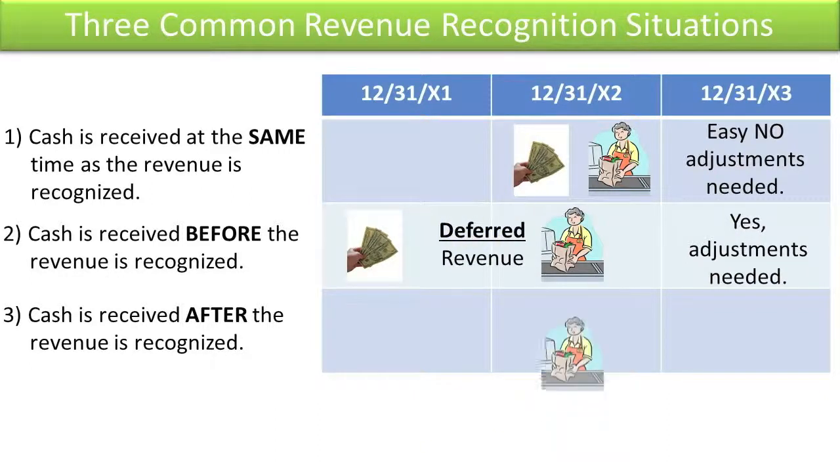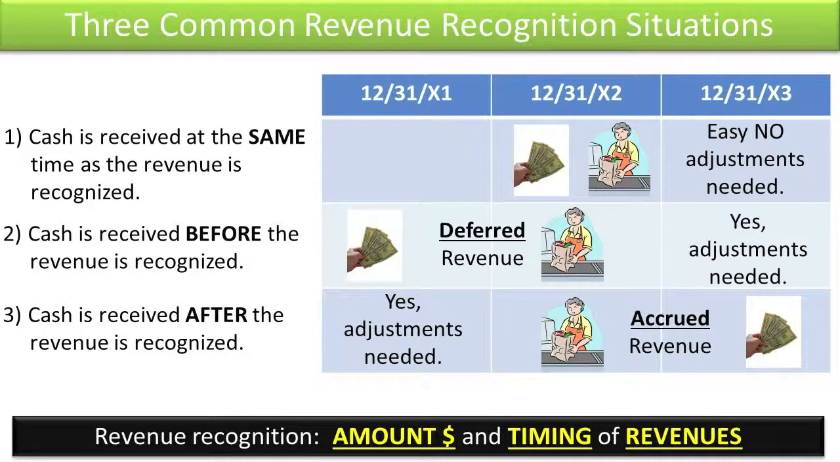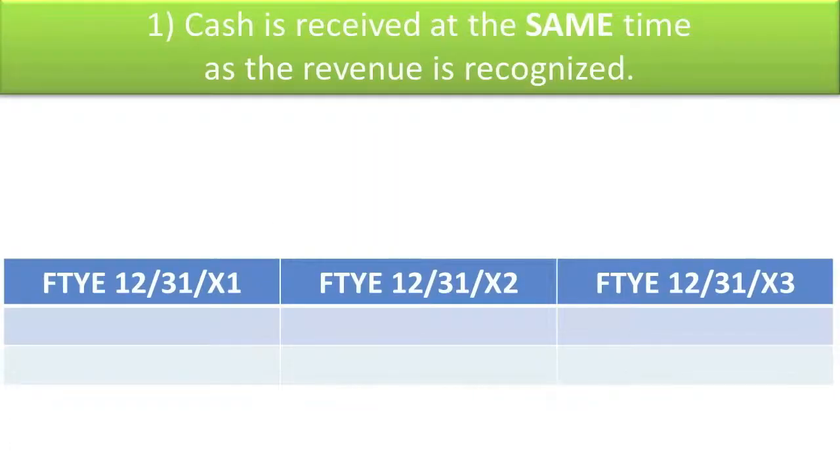3, cash is received after the revenue is recognized. In this case, you'll have what's called an accrued revenue because you'll record the revenue in this year, but the cash will be received in the following year. Adjustments will be needed. Revenue recognition is all about the amount and timing of revenues. Let's go through a few examples.